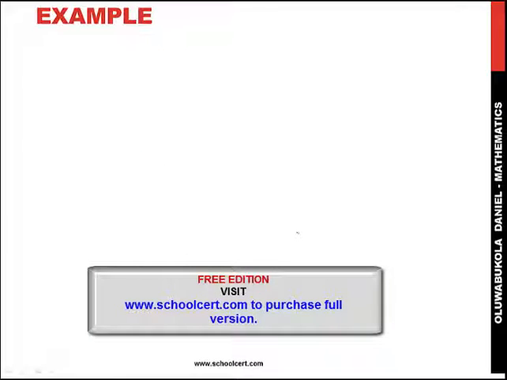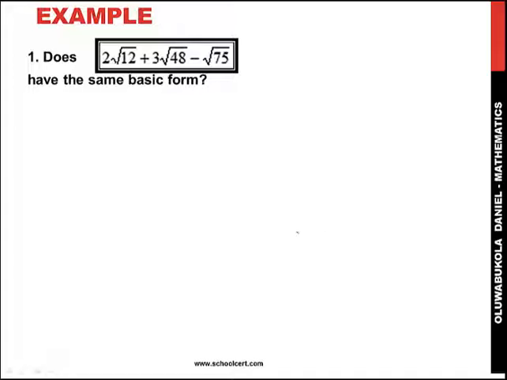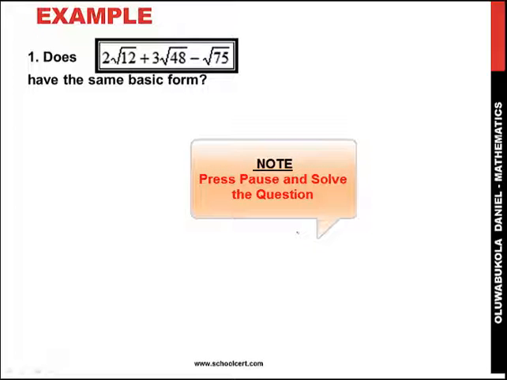We'll just go to some examples at this time. I just want to test your understanding of what basic form means. So we have this question, 2 root 12 plus 3 root 48 minus root 75. So the question here is, from this example, do you think all the parts have the same basic form? It's something you would really have to resolve, and I'll just give you some time to do this, and we'll then solve it together to see if you got the answers right.